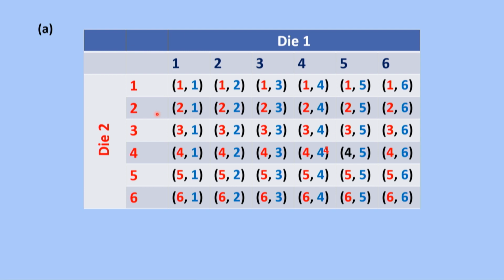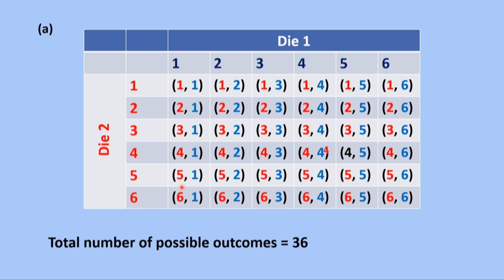So how many possible outcomes do we have here? We have 6 possible outcomes in the first row, 6 possible outcomes in the second row, and so on. So the total number of possible outcomes will be 36. So when we are going to calculate the probability for the different parts in part B, the numerator we need to find, but the denominator will be 36.